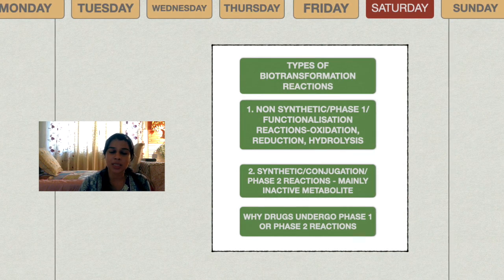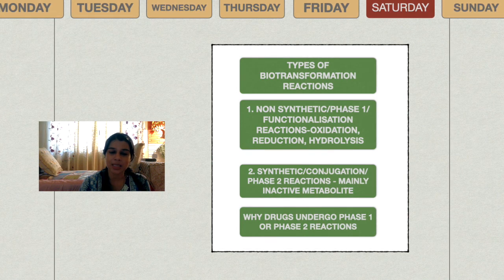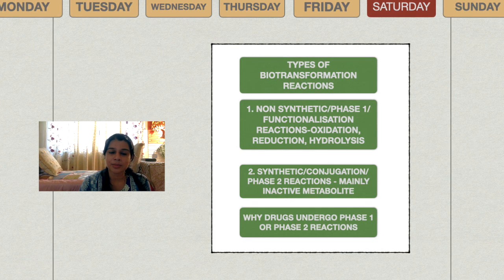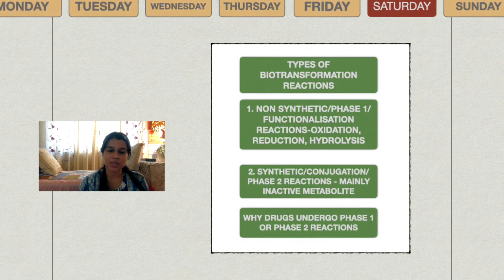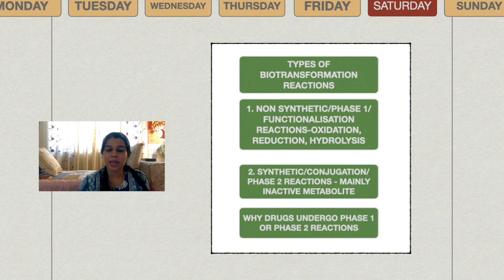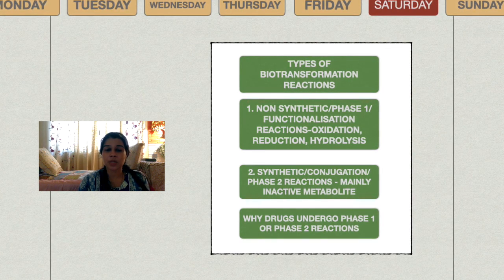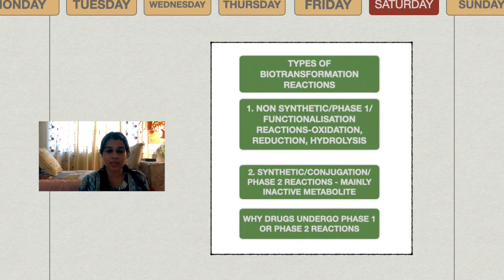The next type is the phase 2 reactions. They are also known as synthetic or conjugation reactions. As the name indicates, definitely some synthesis, some conjugation is going on. And the details of these particular reactions I'll tell you. They can be catalyzed by microsomal and mitochondrial enzymes. The metabolite which is formed is usually water soluble. It is inactive. It is polar.